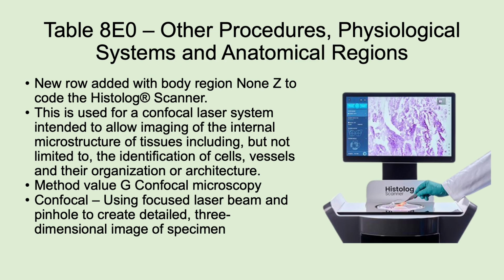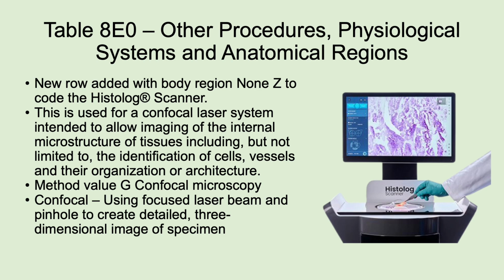So table 8E0, other procedures, physiological systems, and anatomical regions. This is another one where they've added a code for a specific product, a specific commercial product, okay? A new row added with body region none at Z to code histolog scanner, okay? This is used for a confocal laser system intended to allow imaging of the internal microstructure of the tissues, including but not limited to identification of cells, vessels, and their organization or structure, how they're put together.